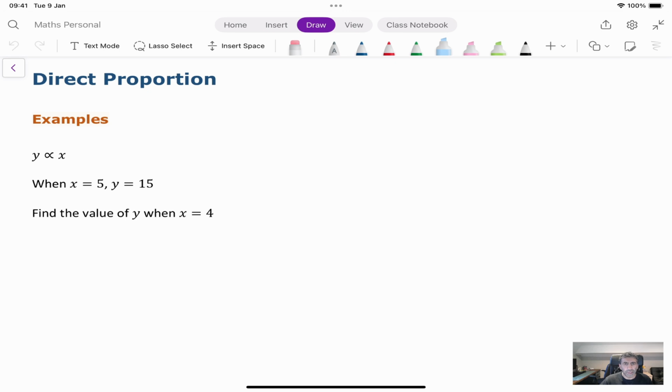Hi, in this video we're going to be looking at direct proportion. This is part of GCSE maths and will also be part of level 3 algebra for those of you that are doing that, so this is something that comes up there as well. Okay, so without further ado, we'll get started.